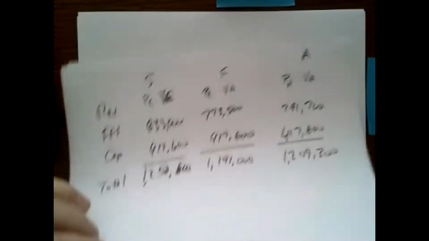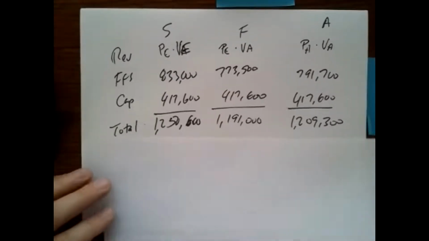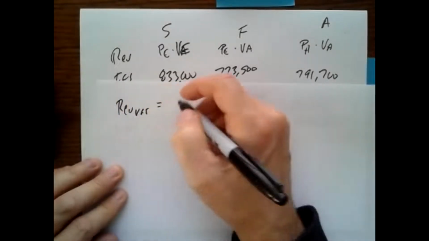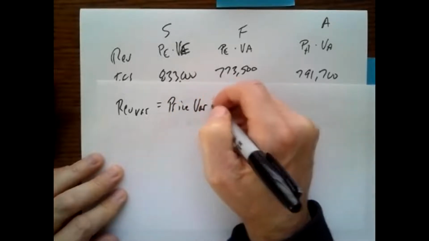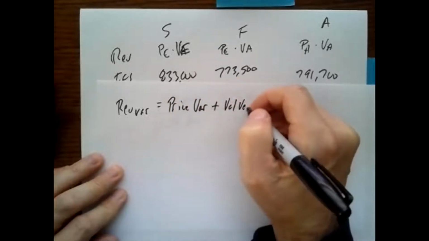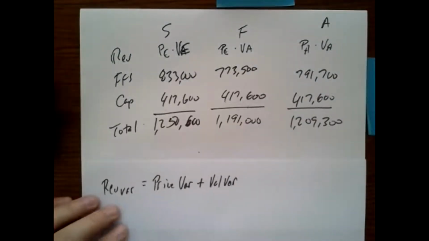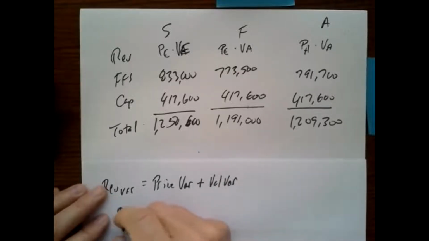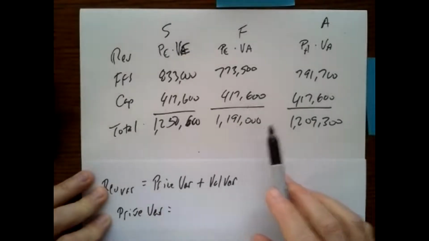Just one clean piece of paper. So revenue variance is equal to price variance plus volume variance, right? So we want to calculate price variance and volume variance. Which columns do we use for price variance? Well, we want to use the columns that allow price to vary while holding volume constant.